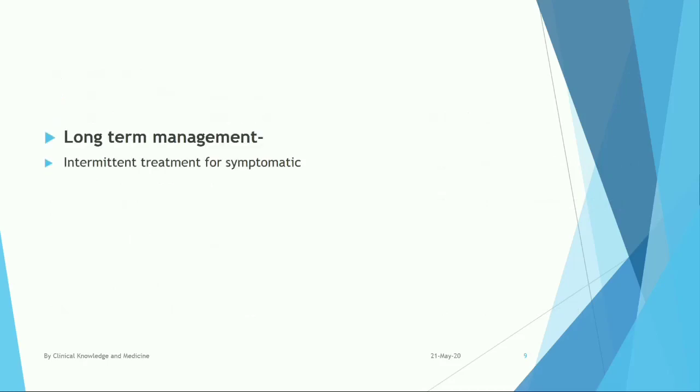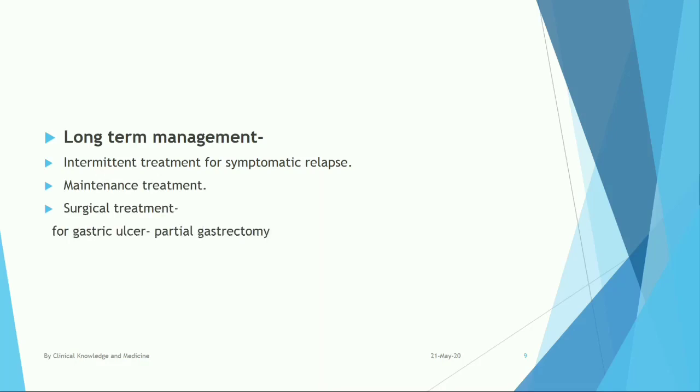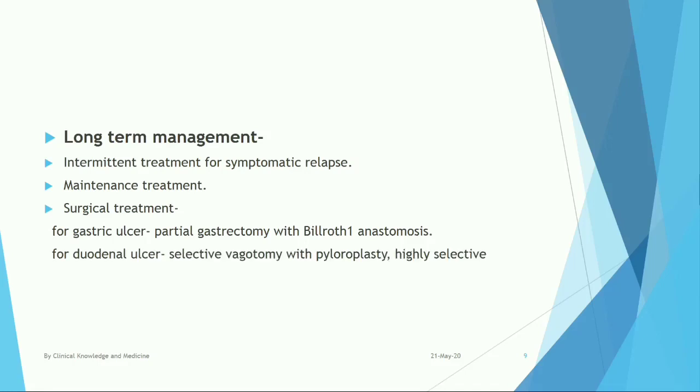Long-term management: intermittent treatment for symptomatic relapse, maintenance treatment, surgical treatment. For gastric ulcer, partial gastrectomy with Billroth's 1 anastomosis. For duodenal ulcer, selective vagotomy with pyloroplasty.